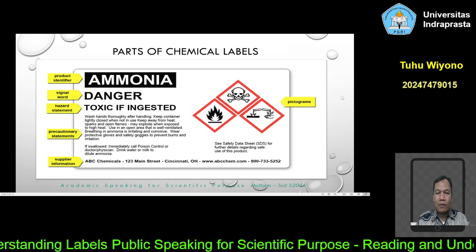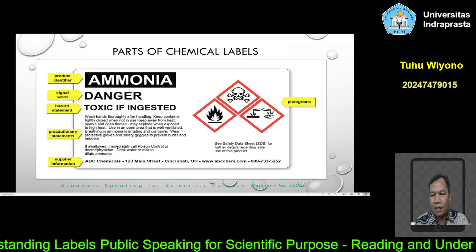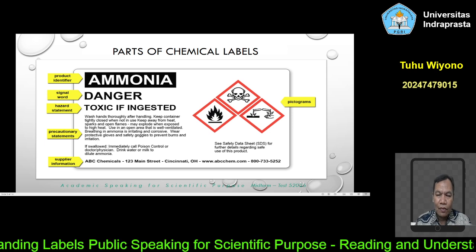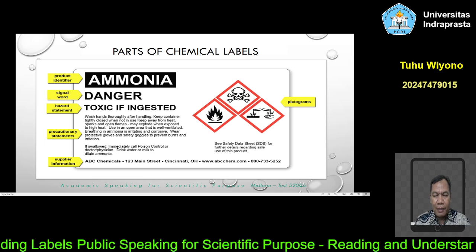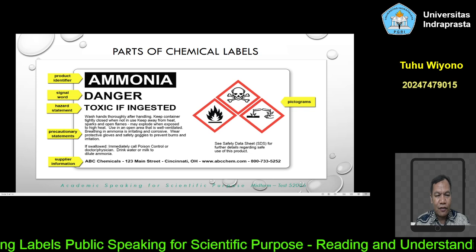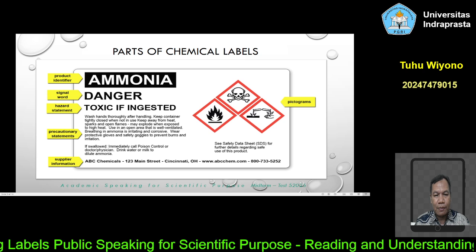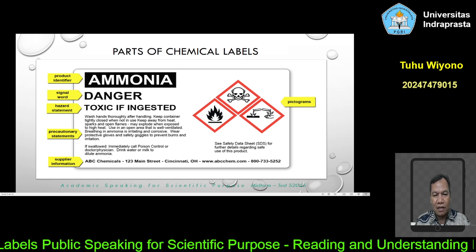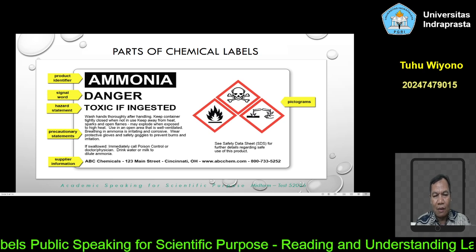Next, we step to the parts of chemical label. Parts of chemical labels are as follows. The first is product identifier. Here the name is ammonia.